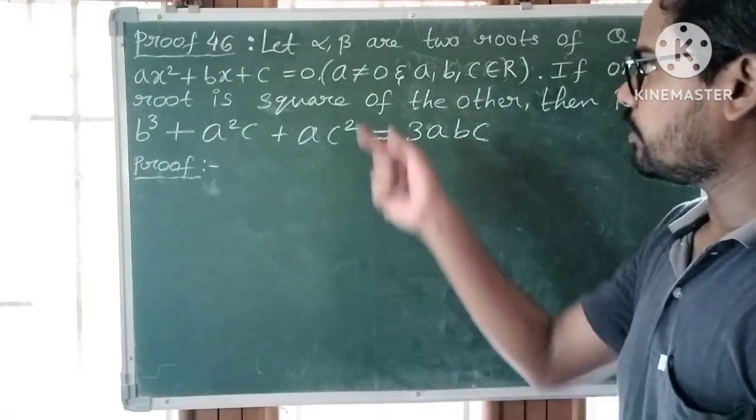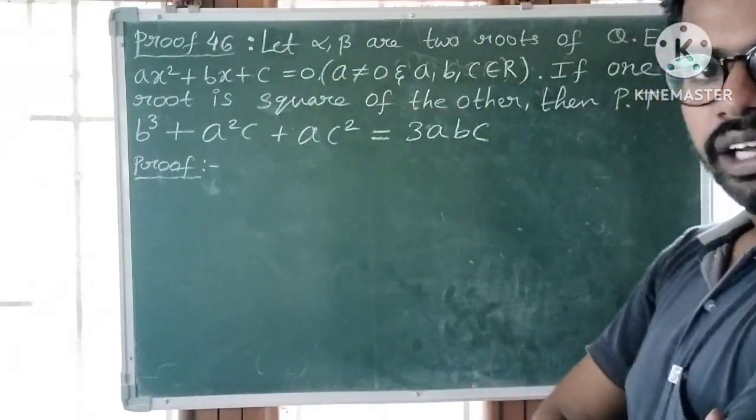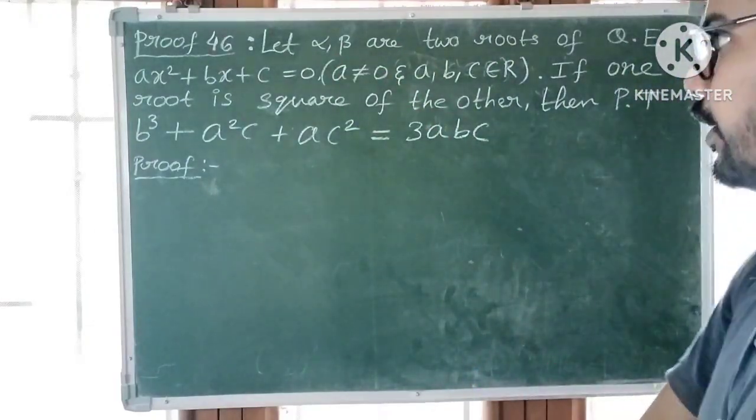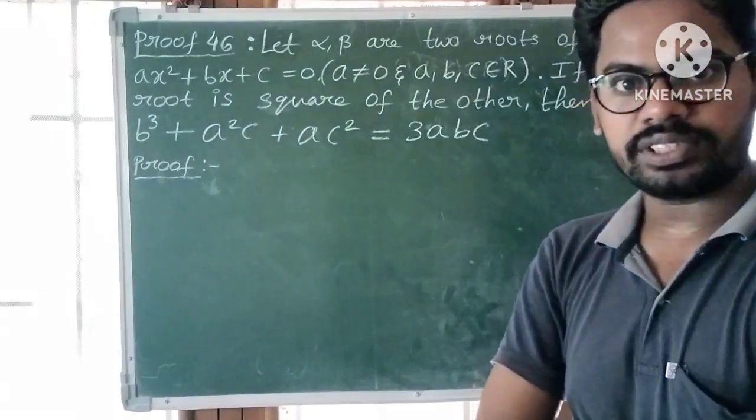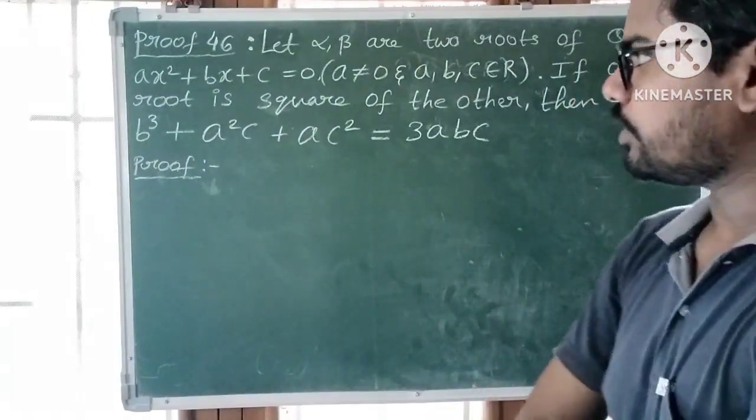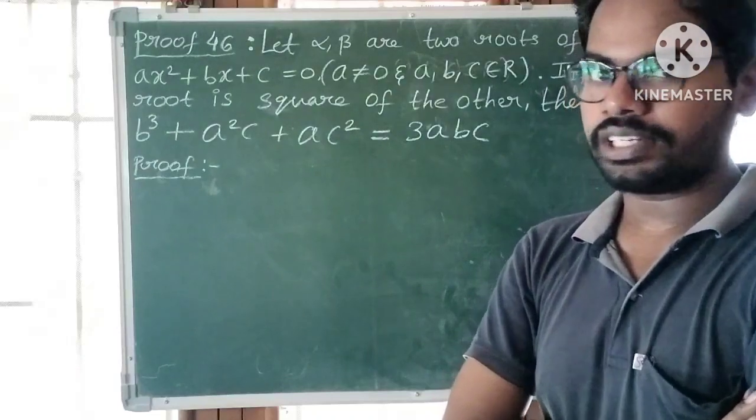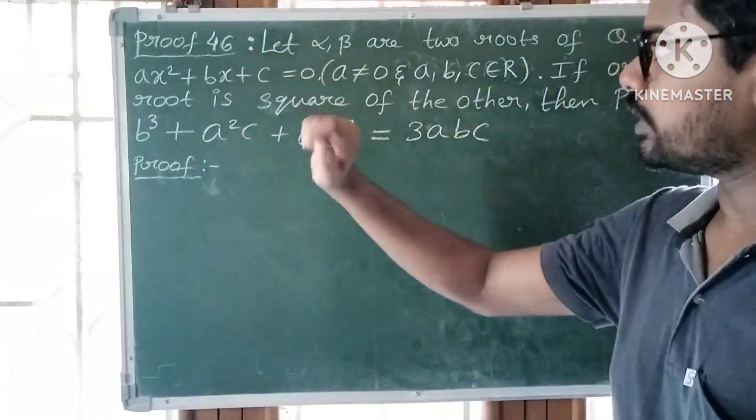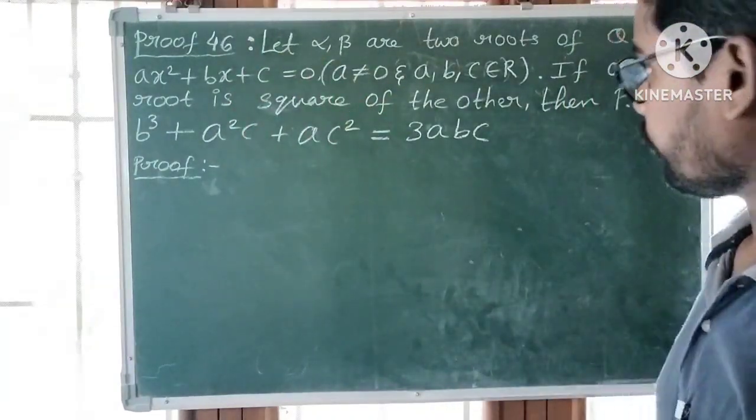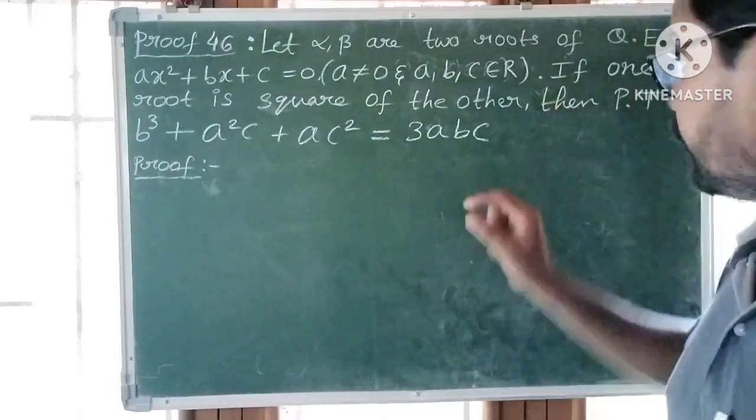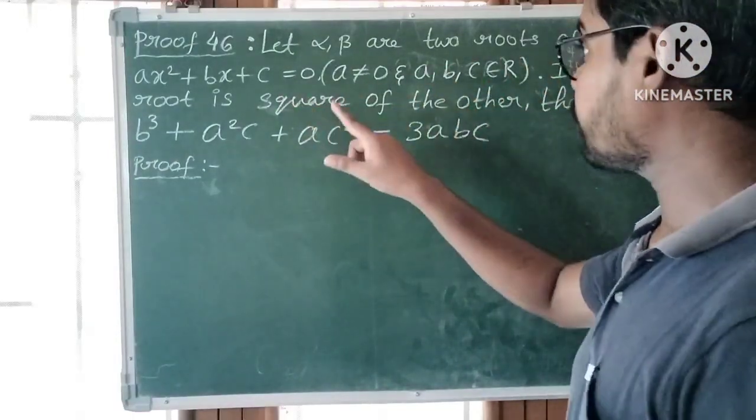Okay. So here alpha, beta are two roots of a quadratic equation. Given one quadratic equation ax square plus bx plus c is equal to 0, which is the standard form of a quadratic equation, and whose roots are alpha, beta. And given one condition. Here the condition is if one root is the square of the other.